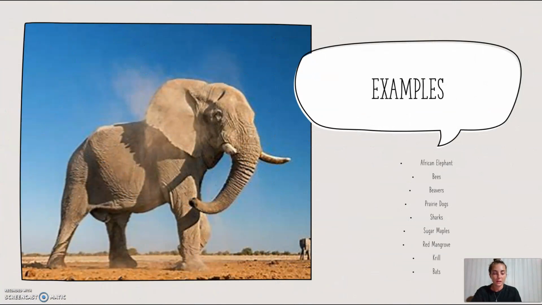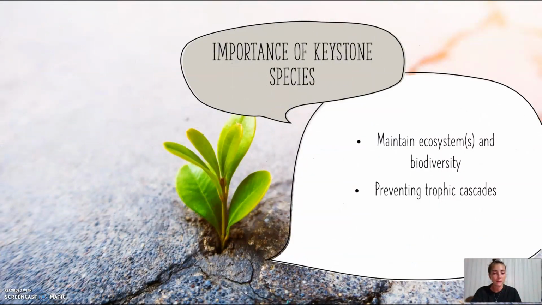So what would be some examples of keystone species? There are African elephants, bees, beavers, prairie dogs. There's wolves, sea otters, starfish, the list goes on. A keystone species is relevant to the ecosystem that it is within. Just because it's keystone to one ecosystem does not mean that it is keystone to every environment that it is in.